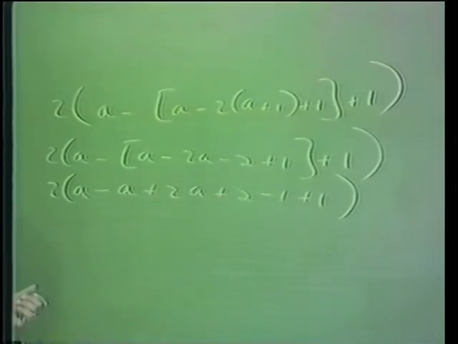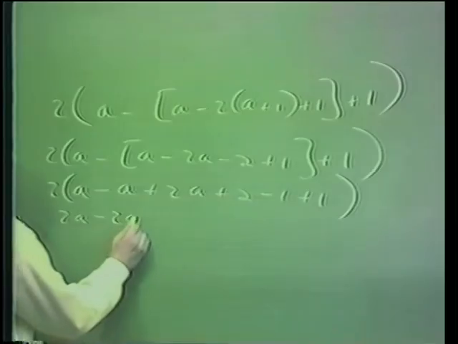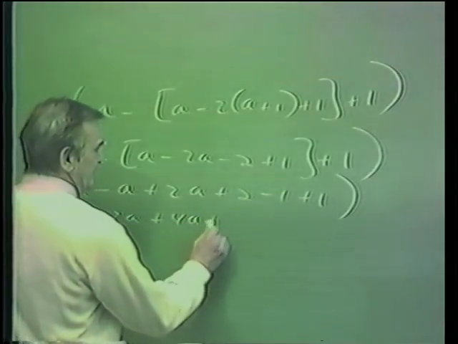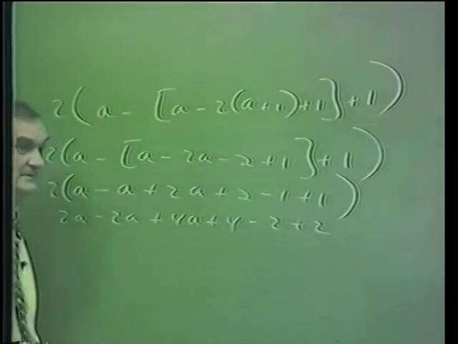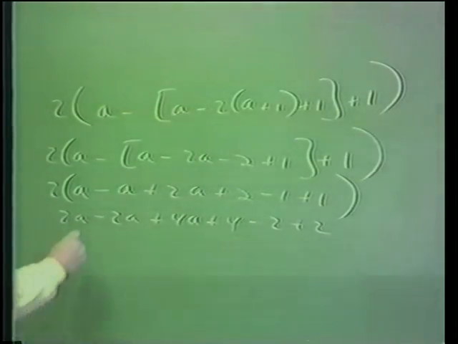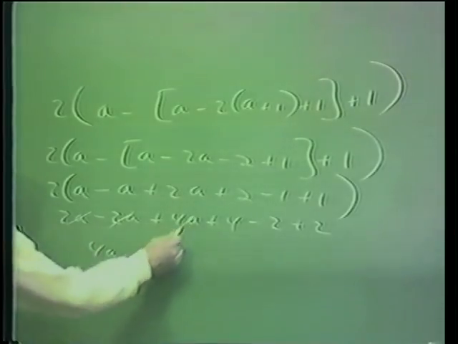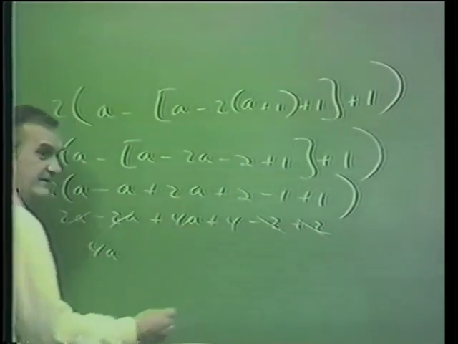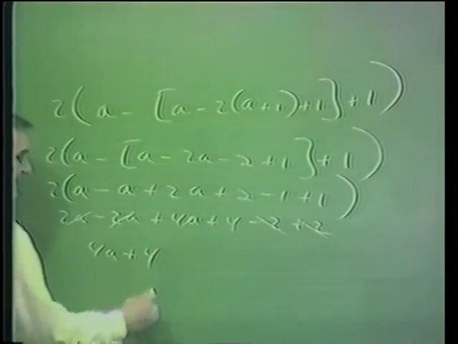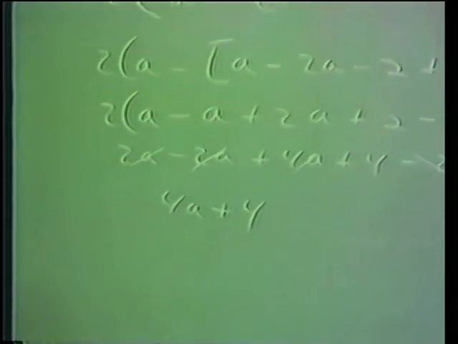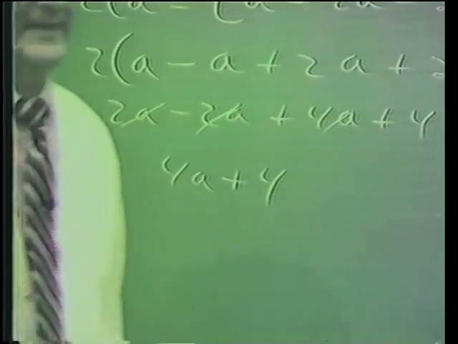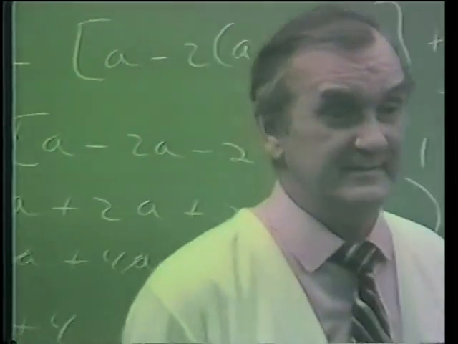Well, it says to multiply everything in there by 2. So if I do that, I have 2a minus 2a plus 4a plus 4 minus 2 plus 2. Combining like terms, you see 2a minus 2a, they're gone. We end up with 4a. We have a negative 2 and a positive 2, they're gone. So our answer is 4a plus 4. Okay? Makes sense. Any other ones there that gave you trouble you'd like to see worked?